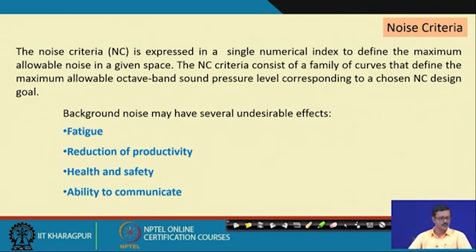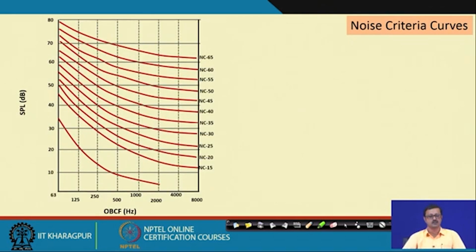Fundamentally, a set of curves is generated based on the OBCF, the octave band central frequency, from 63 to 8000 on the x axis, and the SPL levels on the y axis. Please remember, on the x axis these OBCF are on a logarithmic scale, and this set of curves is numbered as NC, noise criteria, from 15, 20, 25 like that up to 65 or maybe 1 or 2 above.